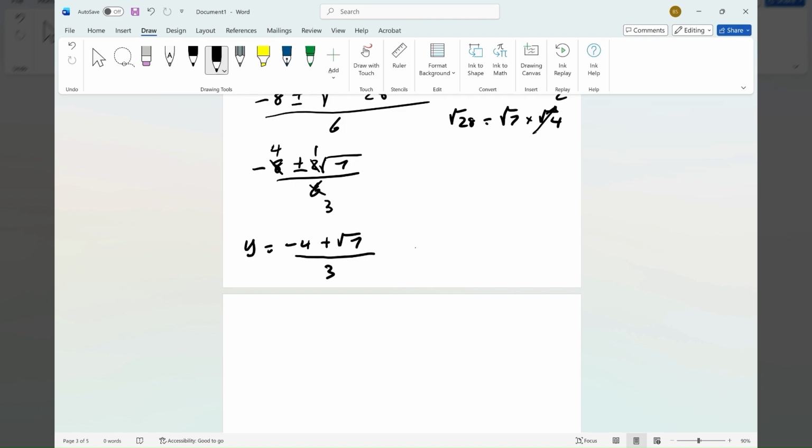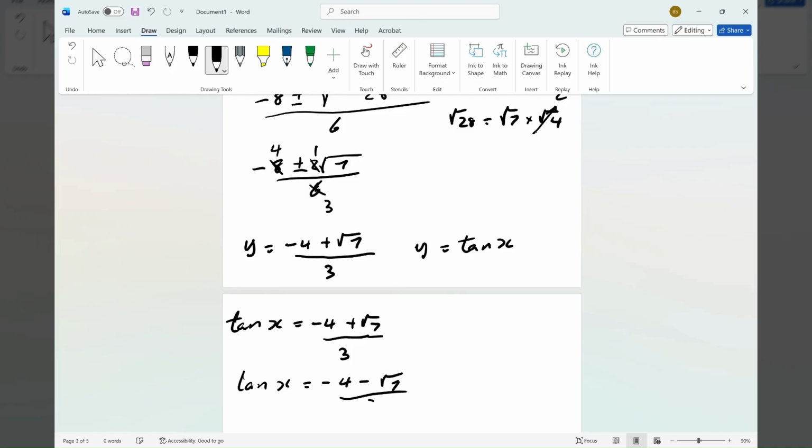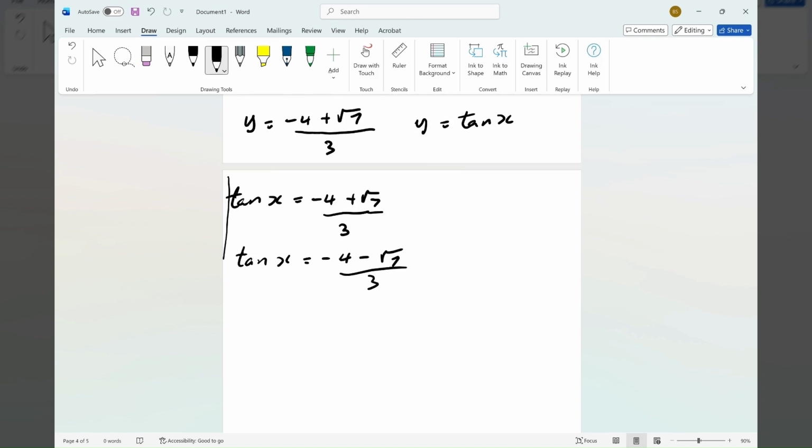Let's recall that y is equal to tan x. Therefore, tan x is equal to negative 4 plus square root of 7, all over 3, and tan x is equal to negative 4 minus square root of 7, divided by 3. These are the two solutions to the problem where we solve for tan x.